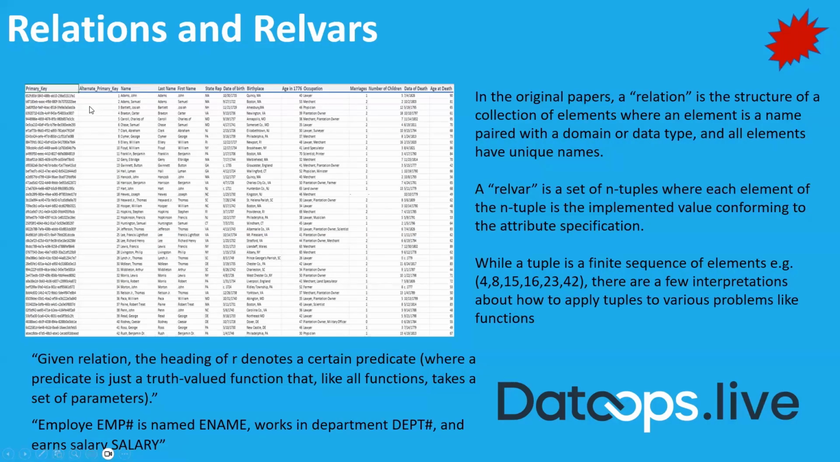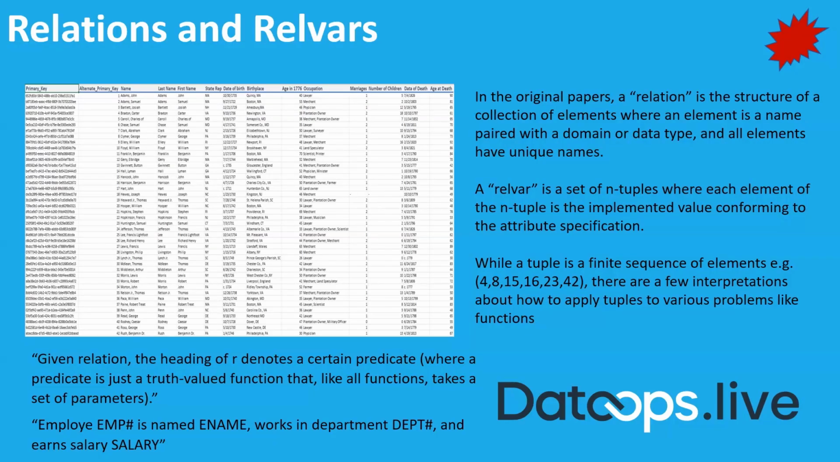Going back to the original definitions, a relvar is a set of n tuples where each element is an implemented value conforming to the attribute specification. And then the tuple is just a finite sequence of elements. I made a reference here to Date's work, in, I forgot the name of the book, Database Systems, 4th edition, I believe it is.